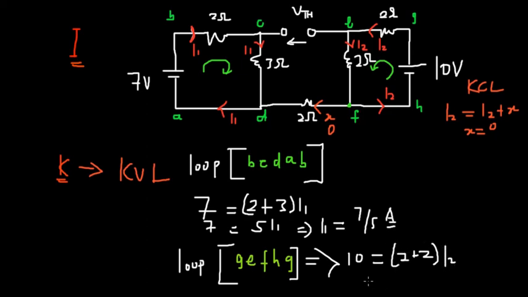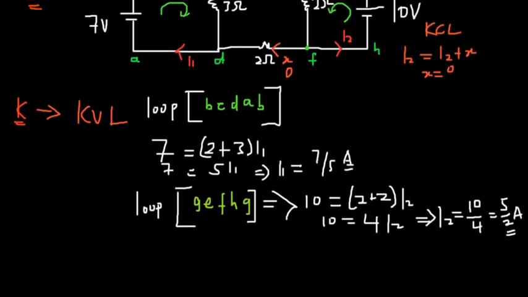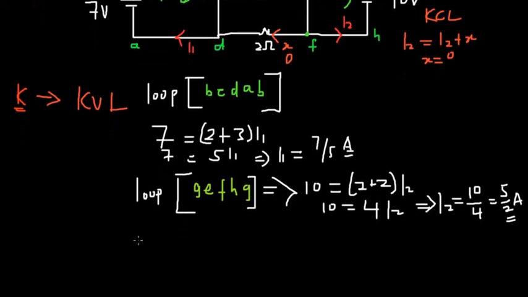Right, so we have 10 equals 4I2. This further simplifies to give us I2 equal to 10 over 4, which is the same as 5 over 2 amps. Now let's move on to the third portion of the loop or KVL.